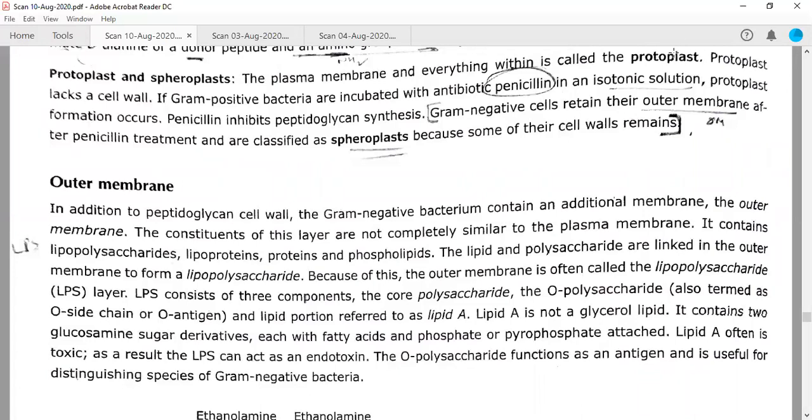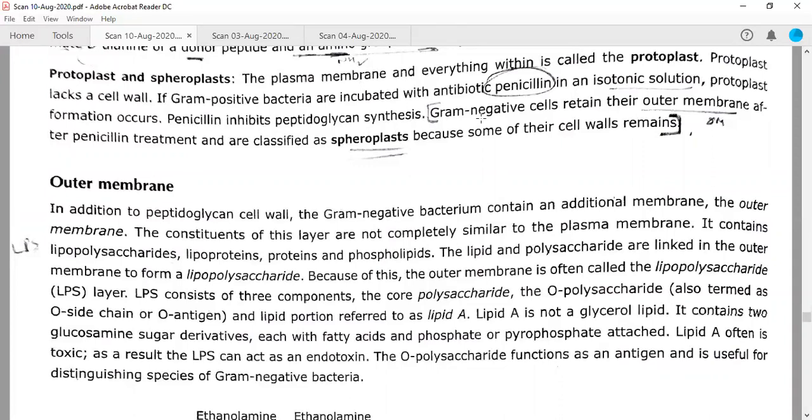Suppose you inhibit the cell wall formation. Protoplasts actually do not have a cell wall. Similarly, in gram-positive bacteria, if they are incubated with the antibiotic penicillin, the cell wall formation will not take place, as we had discussed regarding peptidoglycan synthesis. Penicillin is an inhibitor. And in isotonic solution, they will make protoplast because the cell wall formation will not take place in the presence of penicillin. So gram-positive bacteria will give you protoplast, because penicillin inhibits peptidoglycan synthesis.